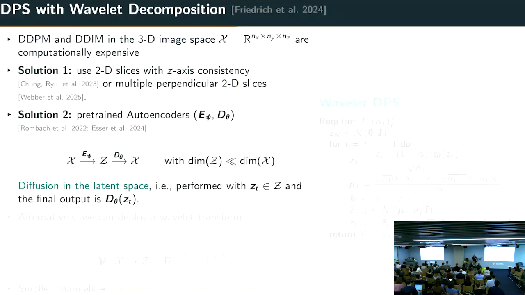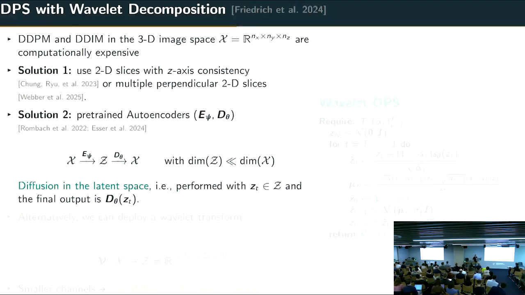A big issue with DPS is that it's very computationally expensive. So there are several workarounds from the literature. One first workaround, to process 3D data, is to decompose the volume into 2D slices and to perform diffusion on each slice individually and to add data consistency across the z-axis. In practice, this works pretty well, but it fails at capturing the full 3D information of the volume.